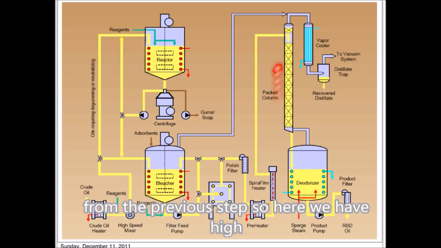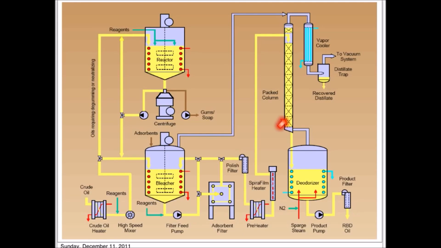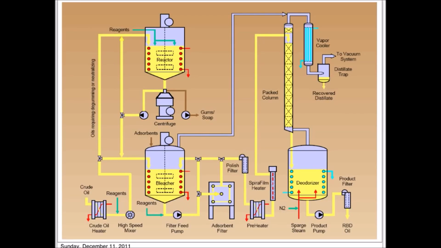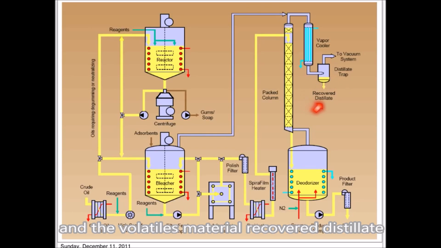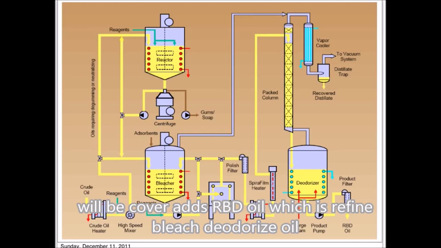So here we have a high-pack column, which is the distillation column, to deodorize and to remove the free fatty acids and the volatiles from the oil. The volatile material will be recovered as distillate, and the oil will be recovered as RBD oil, which is refined, bleached, deodorized oil.